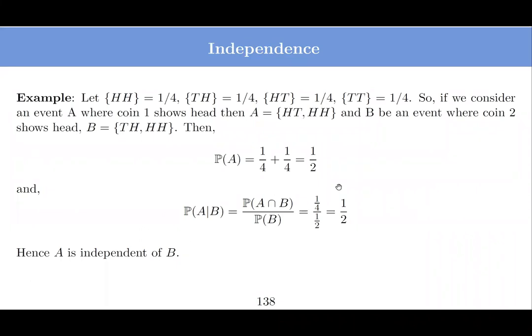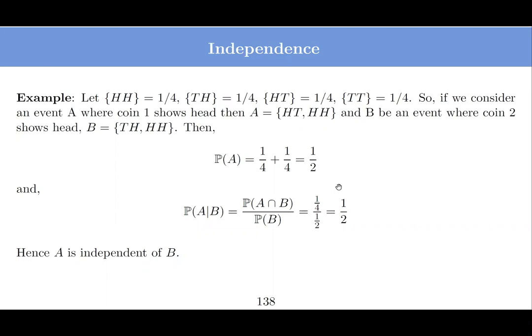So we will see one example. Let us assume you are doing two coin tosses together, and the outcomes are HH, HT, TH, and TT, and the probabilities are 1 by 4, 1 by 4, 1 by 4, 1 by 4. It means each of the singleton events has equal probability. Now, consider an event A where coin 1 shows heads, which is HT and HH, and B is the event where coin 2 shows heads, which is TH and HH. Then the probability of A would be equal to half, and the probability of A given B, which is probability of A intersection B divided by probability of B, is also half.